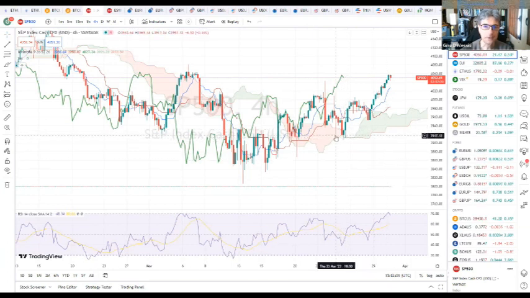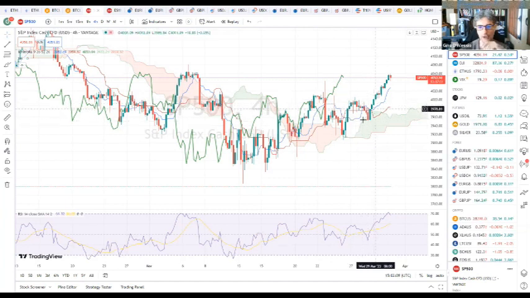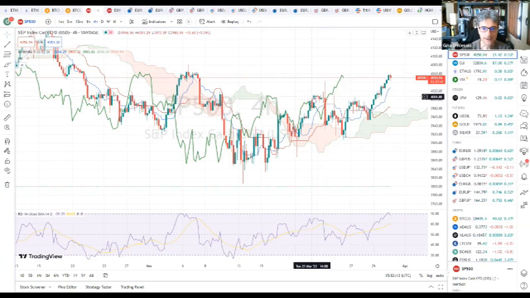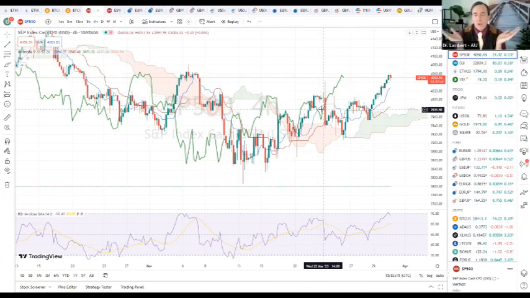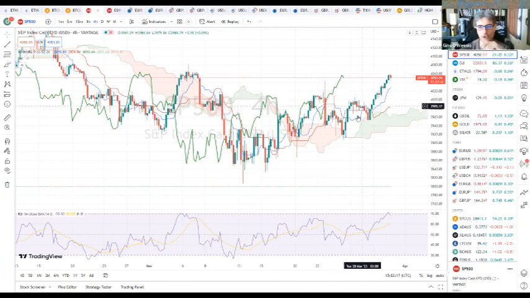The Ichimoku cloud maintained its validity, and all the candles stayed above the cloud, and then it has since gone back up. So you look at this and you think, okay, we're in a bull market. Yeah, we are in a bull market, at least on the 4-hour chart, because the day chart gives us another.